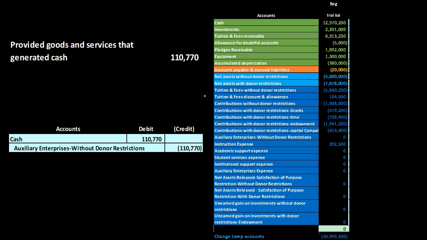So what do we do with those types of sales then? We're going to say, all right, we've got cash. Cash is going to be increasing by the 110,770. And then we're going to put the credit in the income type of account, auxiliary enterprises without donor restrictions. And that's basically going to be kind of like other income. It's a business type of income, but it's not our primary business activity. Therefore, we're going to put it in this account, naming that it's not our primary activity and tracking that separate from the tracking of the performance of the institution, the school itself.